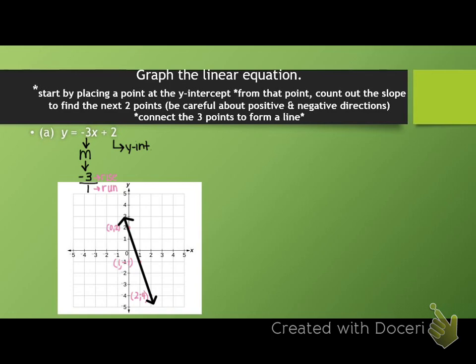So again, there is an invisible 0x here. If you wanted to write that down, you could. There is an invisible 0x, but that just means a horizontal line with a slope of 0. So that's what I would write below y equals 4. It's a horizontal line with a slope of 0.